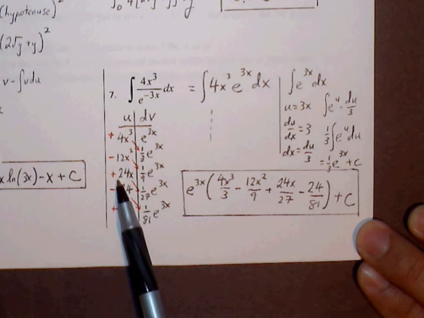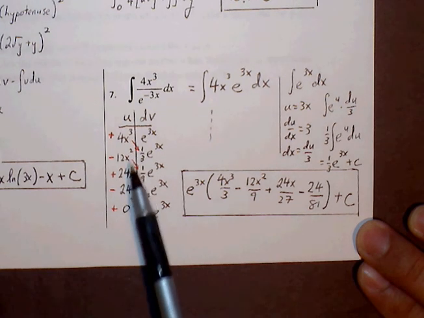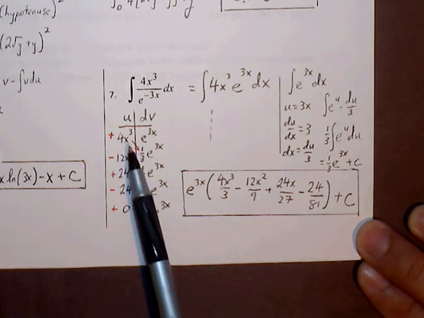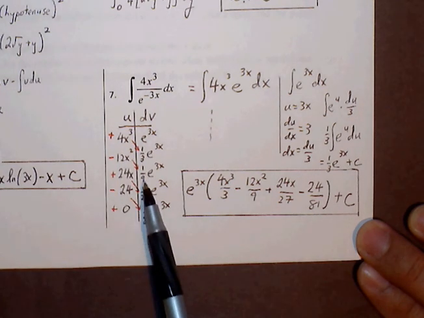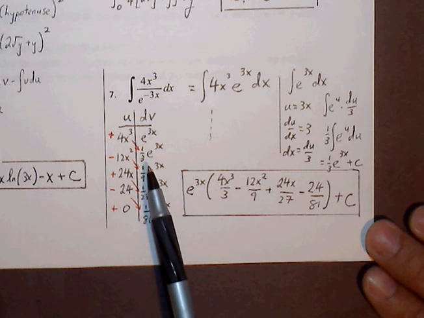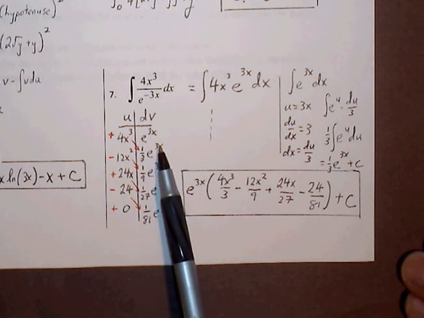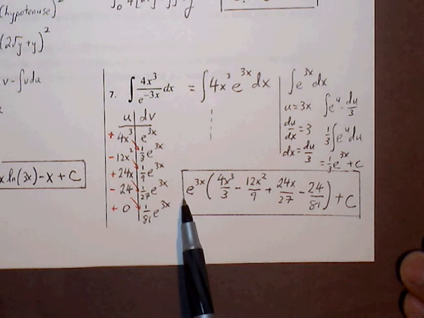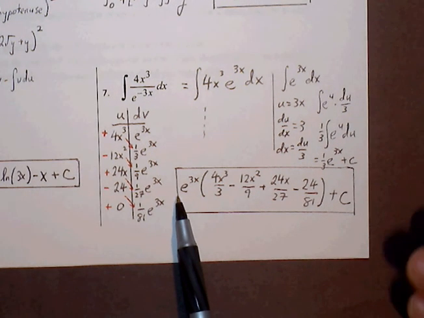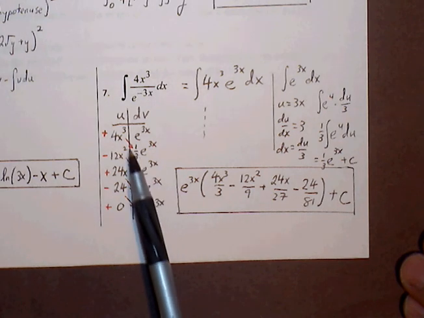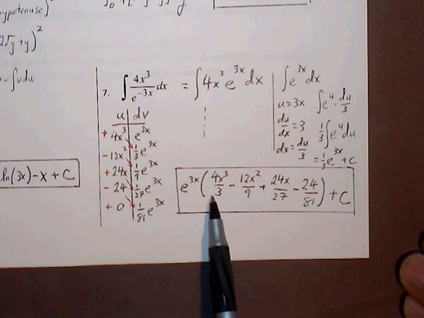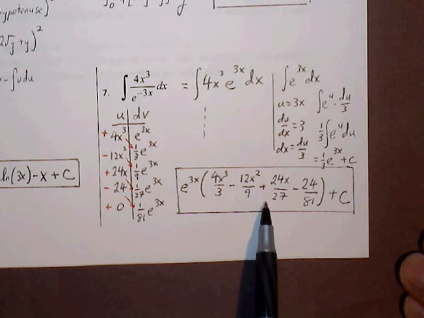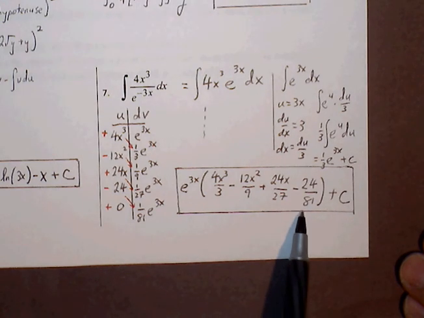And then we're going to combine diagonal terms. And these will show which terms will be multiplied together. Now, when all these are multiplied together, there's going to be e to the 3x that's going to show up with each term. So I went ahead and factored out the e to the 3x so I didn't have to write it so many times. And then just combine the rest of the terms. 4x cubed over 3, minus 12x squared over 9, plus 24x over 27, minus 24 over 81, and then finally plus c.